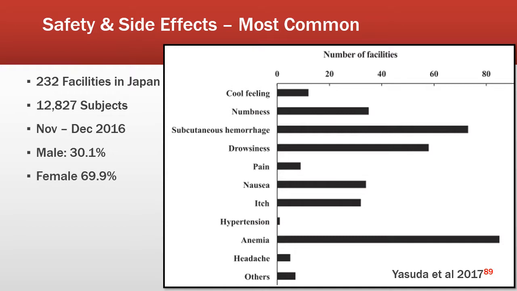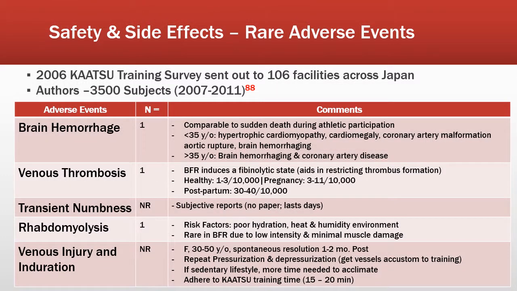This can also be mitigated by gradually exposing their body to the BFR, with a gradual increase in pressures over subsequent settings. Other things include pain, nausea, itching; hypertension was relatively low. One of the more common ones was anemia, where they would experience some of the same side effects, headache, and others. Okay, so this was a separate study that looked at 3,500 different subjects between 2007 and 2013.